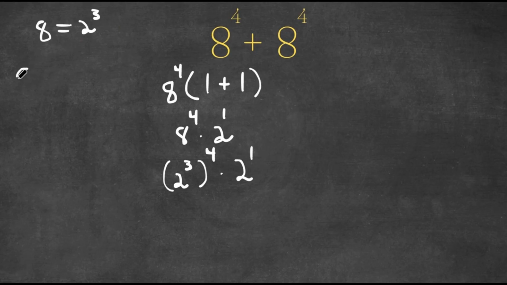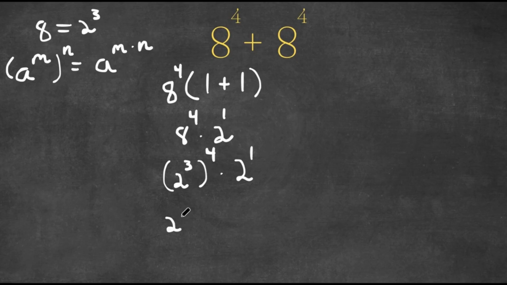Now, if we have something in the form a to the power of m to the power of n, this can actually be written as a to the power of m times n. So 2 to the power of 3 to the power of 4 can be written as 2 to the power of 3 times 4, which is equal to 2 to the power of 12. So now we have 2 to the power of 12 times 2 to the power of 1.